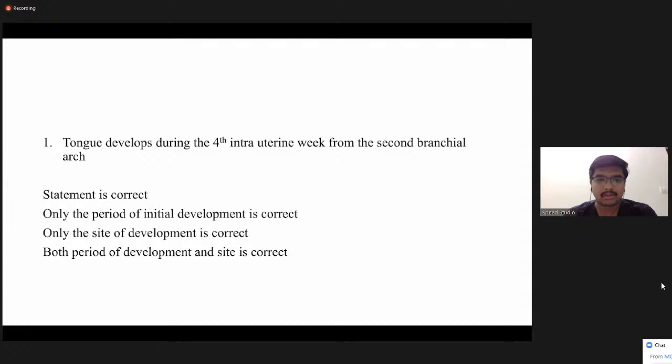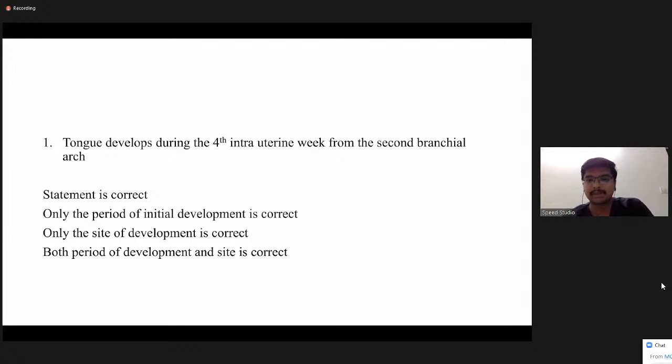The notion in which these questions are asked is to distract the individual from answering the right answer. There are two parts in it: one is the fourth intrauterine week, and the other is the second branchial arch. Either both can be correct, or either one can be correct, or both can be wrong. In order to easily understand and retain such questions, you have to relate them to one of the departments that you know. To my knowledge, the most closely related department to this question is orthodontics, because this is the area where malocclusions are related to the tongue.